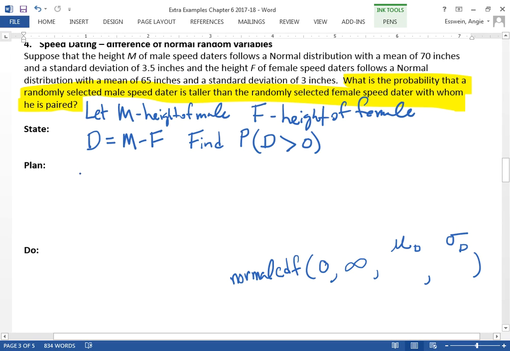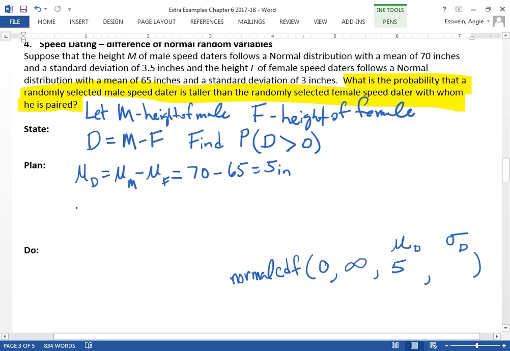So armed with our formulas, the new mean is going to be the mean of male minus the mean of female. So you just go 70 minus 65, which is 5 inches, right? So that goes in here. That's 5.